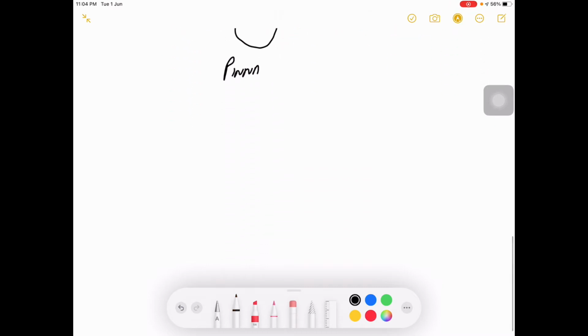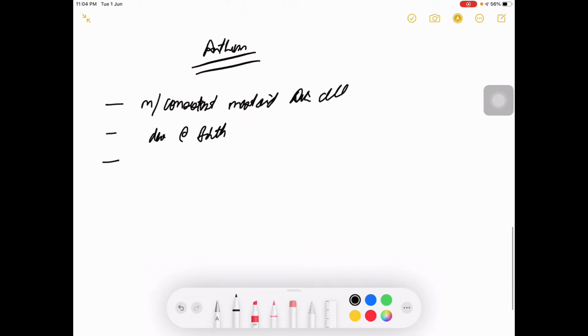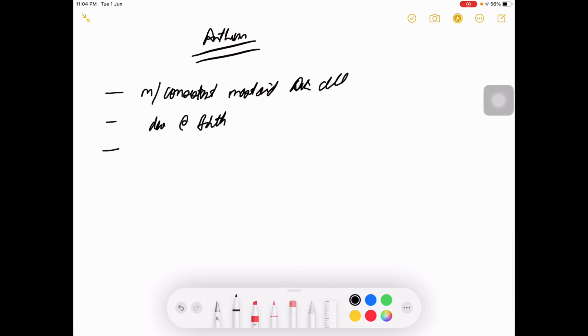Okay, so now coming on to the antrum. What is the mastoid antrum? The mastoid antrum is the most consistent mastoid air cell. The mastoid antrum is developed at birth. Don't get confused between the mastoid antrum and the mastoid tip. Now, how will you identify this? How will you identify where the mastoid antrum is?